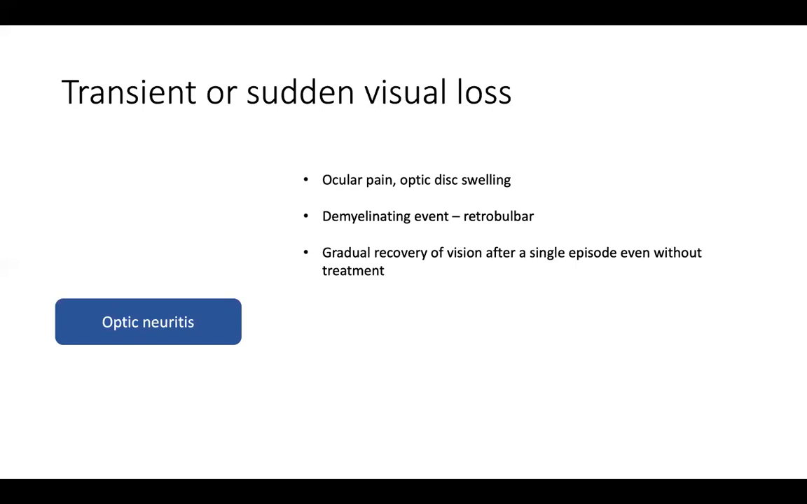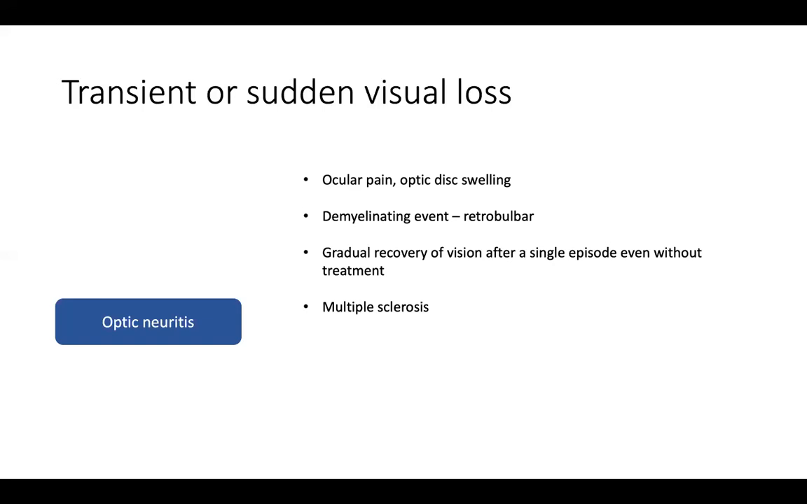Virtually all patients experience a gradual recovery of vision after a single episode of optic neuritis, even without treatment. It was reported in the optic neuritis treatment trial that the 15-year cumulative probability of developing clinically definite multiple sclerosis after optic neuritis is 50%.